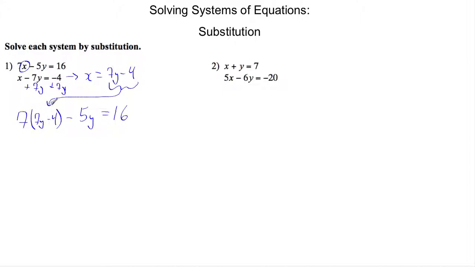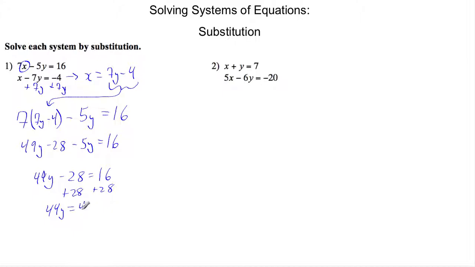Now I only have y, so I can distribute this 7 in. So I'm going to have 49y minus 28 minus 5y is equal to 16. So combining my y's, 49y minus 5y is 44y minus 28 is equal to 16. I can add 28 to both sides. So I get 44y is equal to 44. If I divide 44 on both sides, I get y is equal to 1.